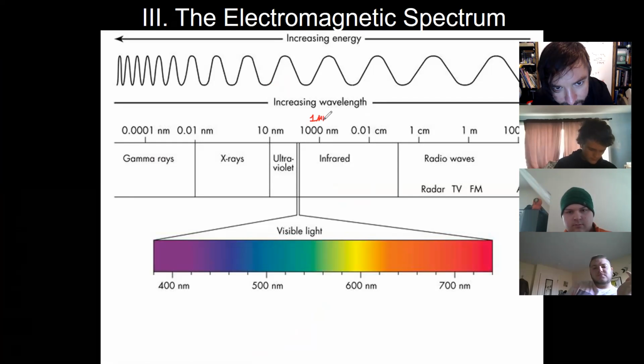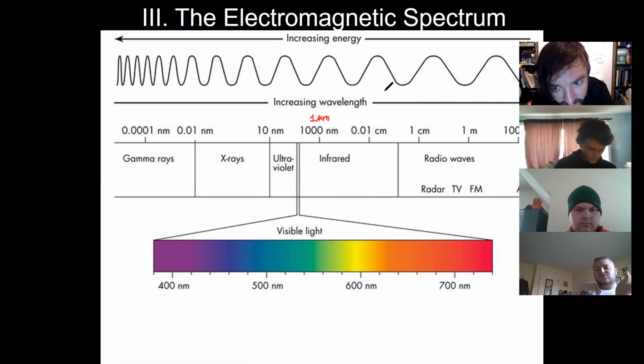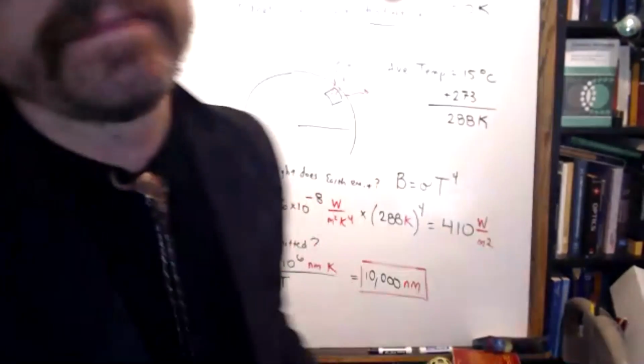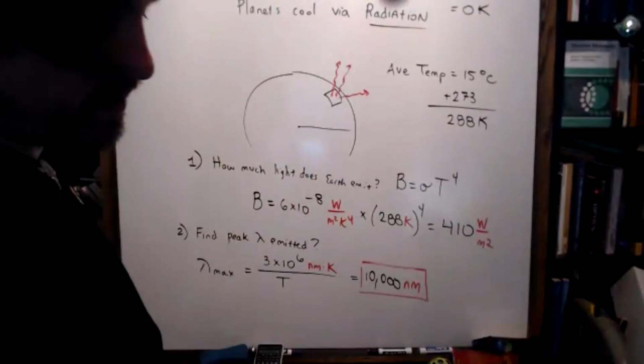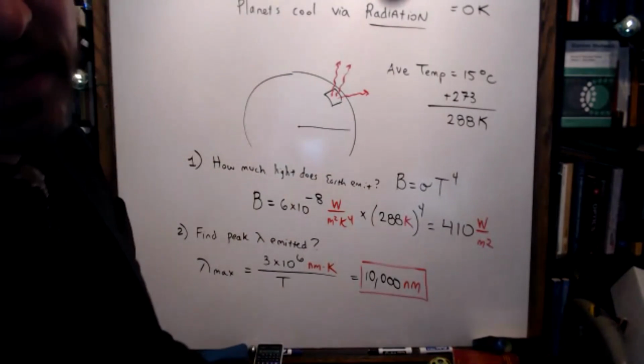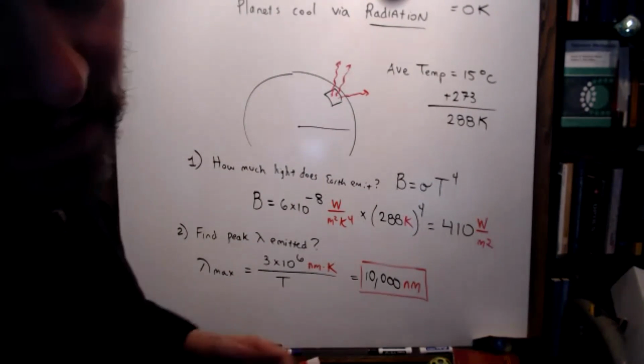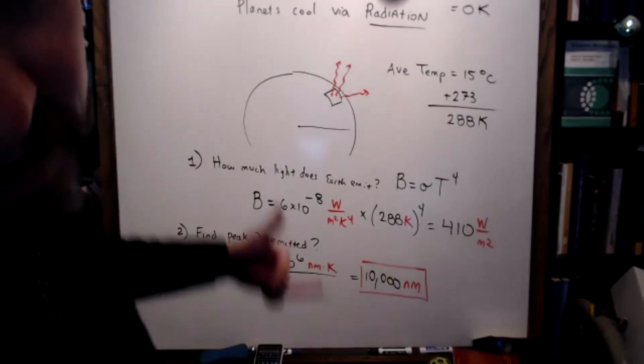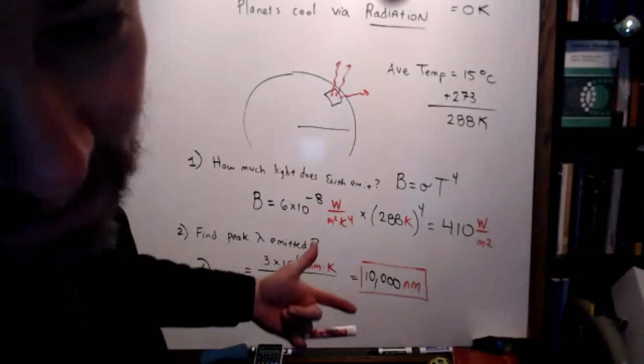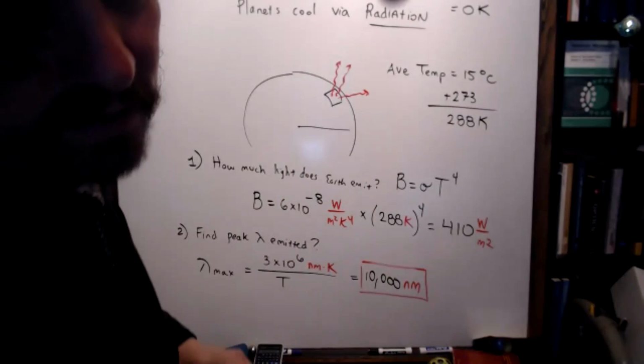Nope, try again. 1,000 nanometers is 1 micrometer. Oh, is it 0.01? No. It's 10 micrometers. A nanometer is a billionth of a meter. A micrometer is a millionth of a meter. They differ by 10 to the power of 3. That's 10 microns.